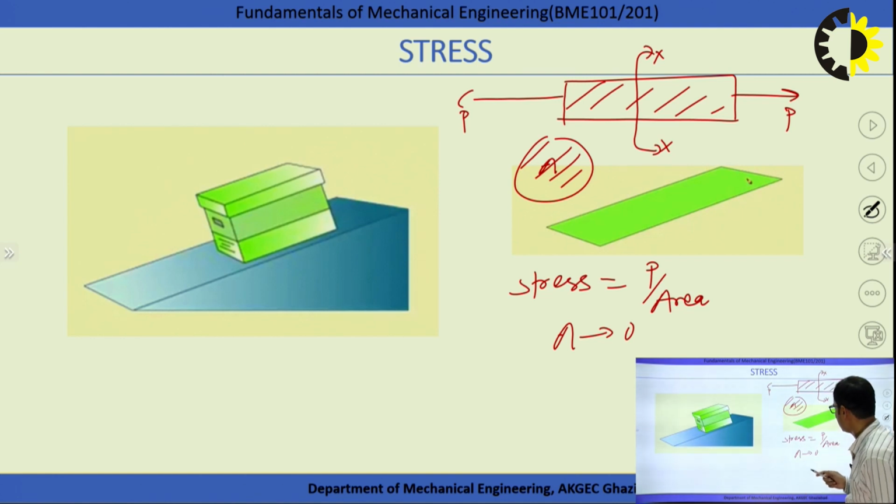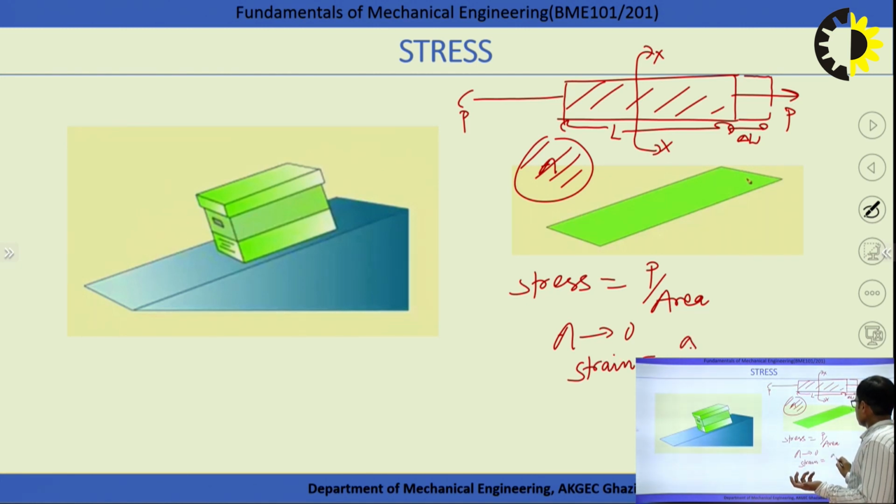Because if I ask what stress is, force per unit area, which force, which area do I have to consider after the application of the force? Suppose the initial length is L, and after the application of the force, the change in length becomes delta L. So I can also define strain. Strain is nothing else, it is the change in length to the original length. There is nothing wrong with these definitions. They are absolutely fine and correct explanations.